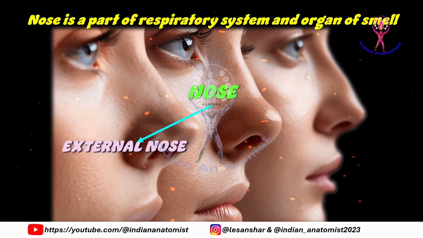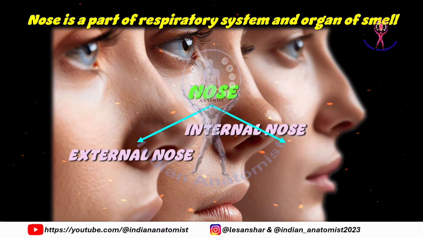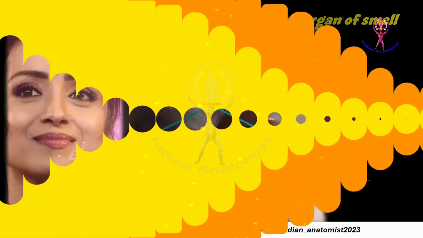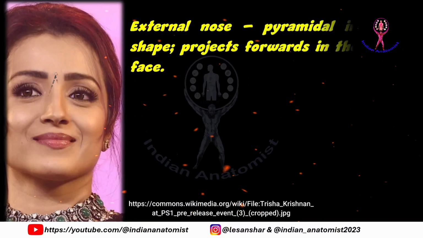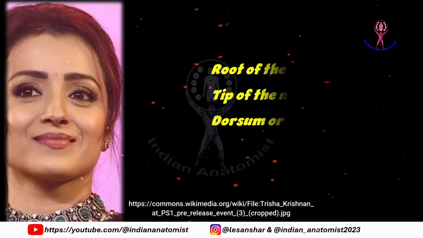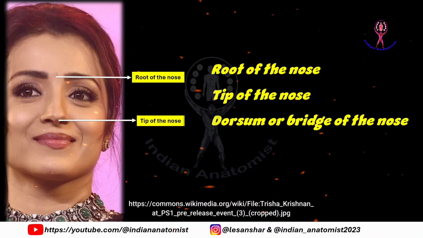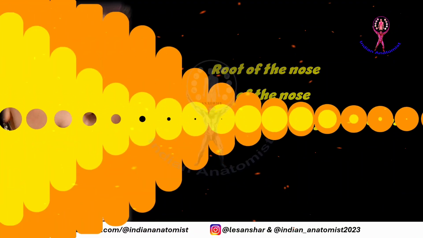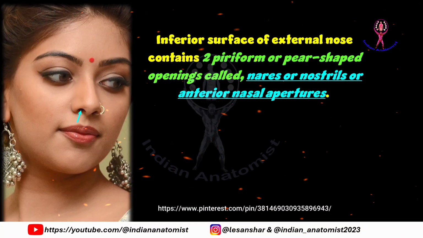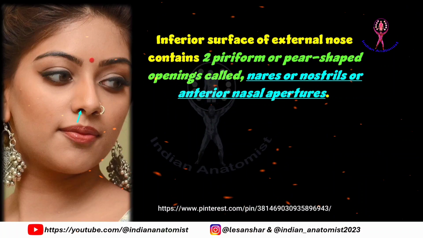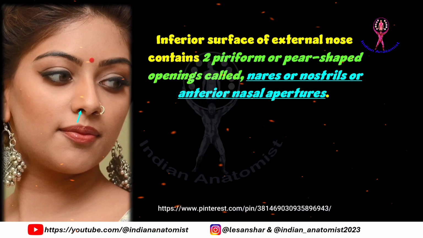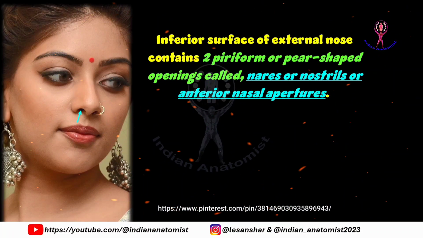Morphologically, nose is divided into external and internal nose. External nose, pyramidal in shape, projects forwards in the face. Roughly, the external nose has root of the nose, tip of the nose, and dorsum or bridge of the nose. Inferior surface of external nose contains two piriform or pear-shaped openings called nares or nostrils or anterior nasal apertures.